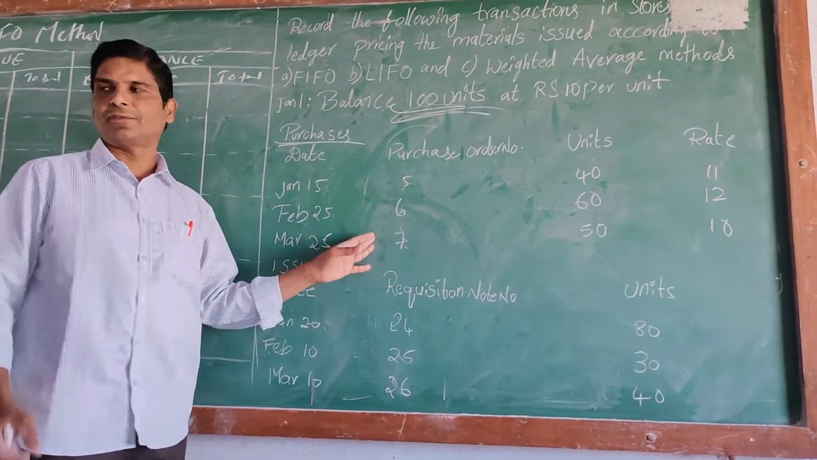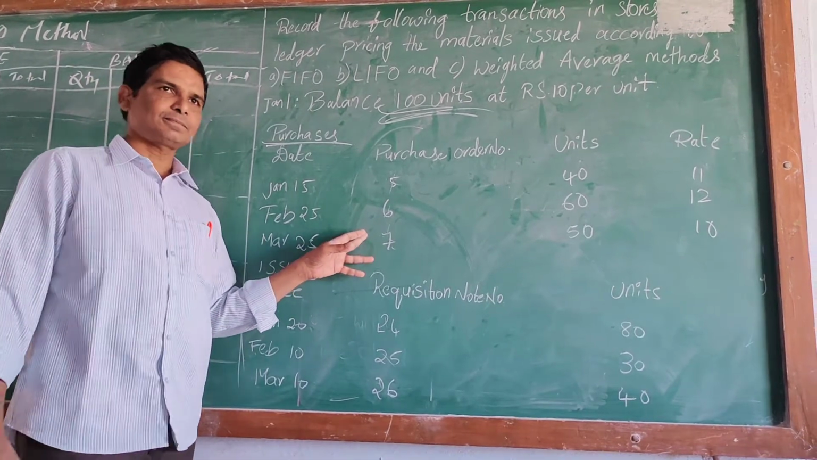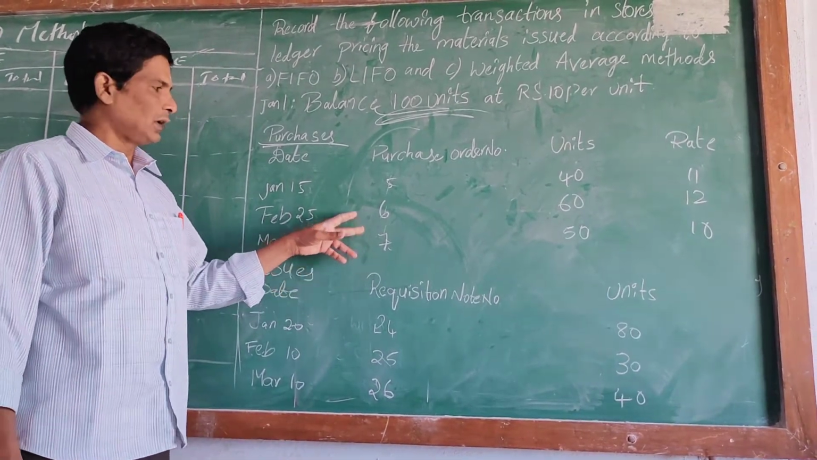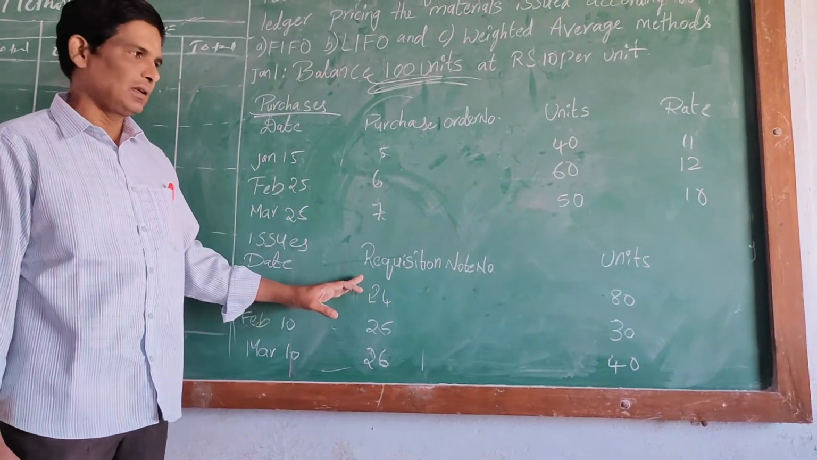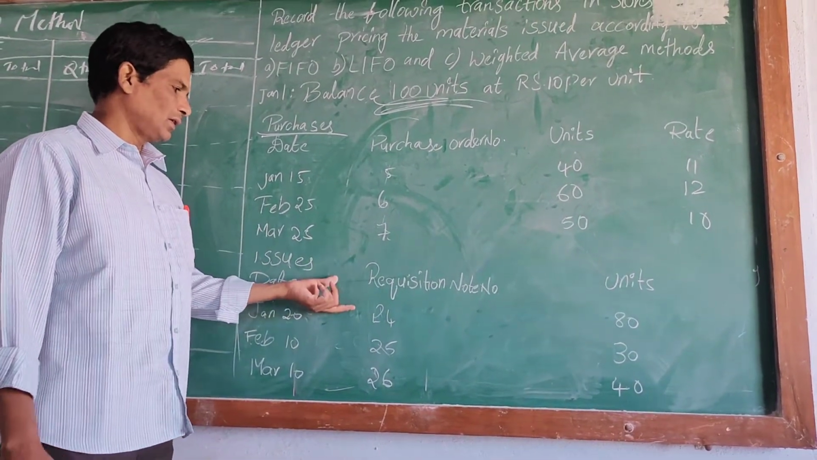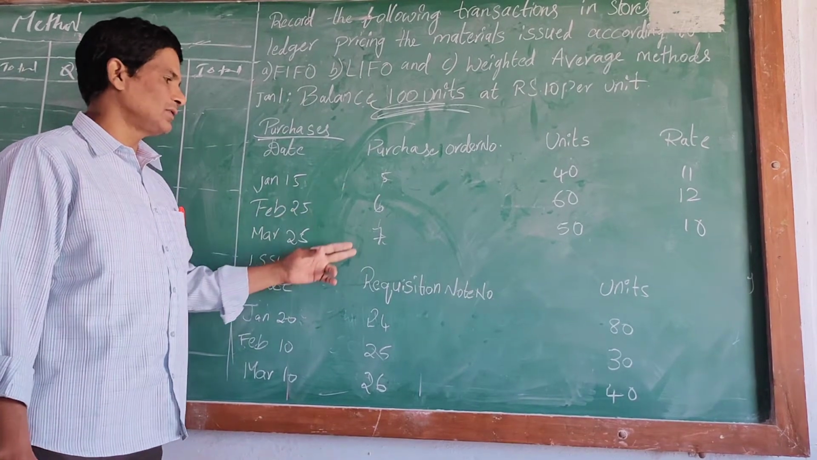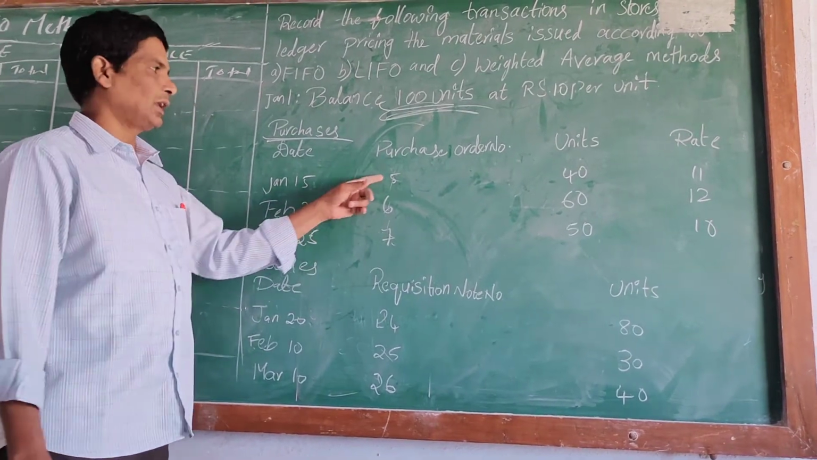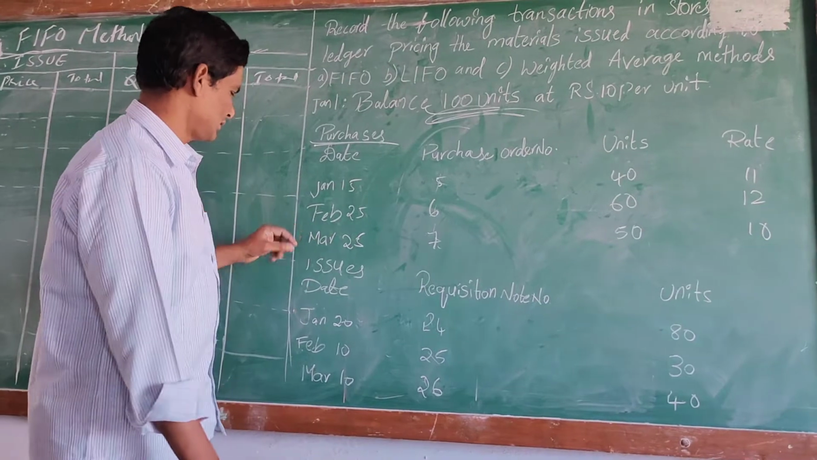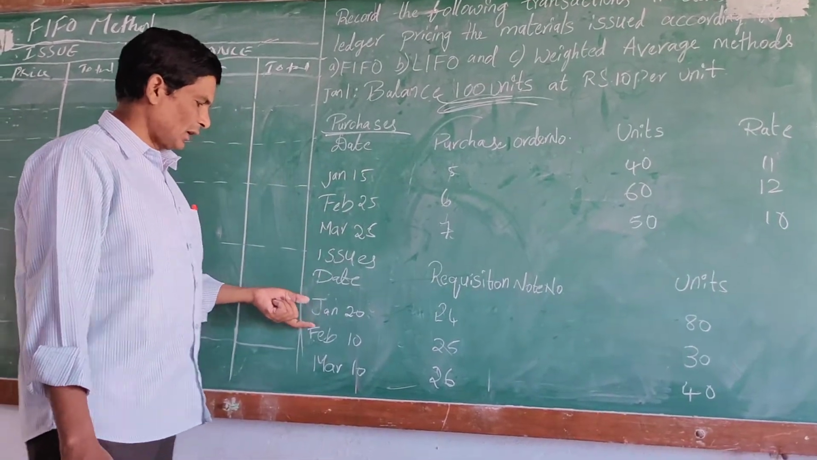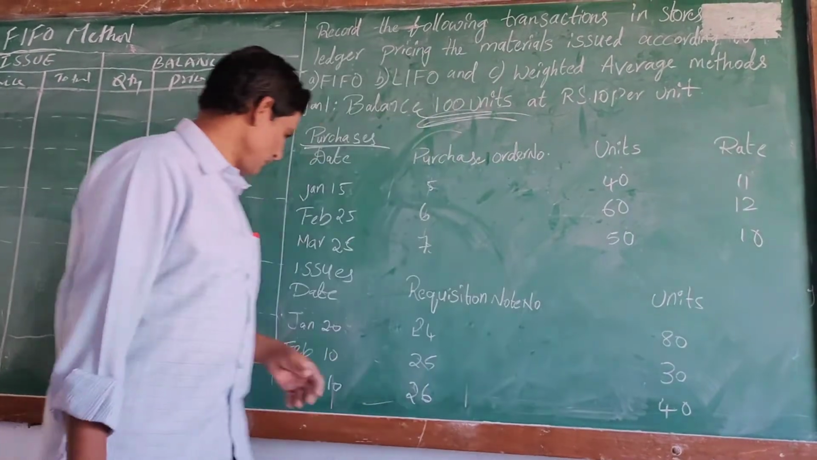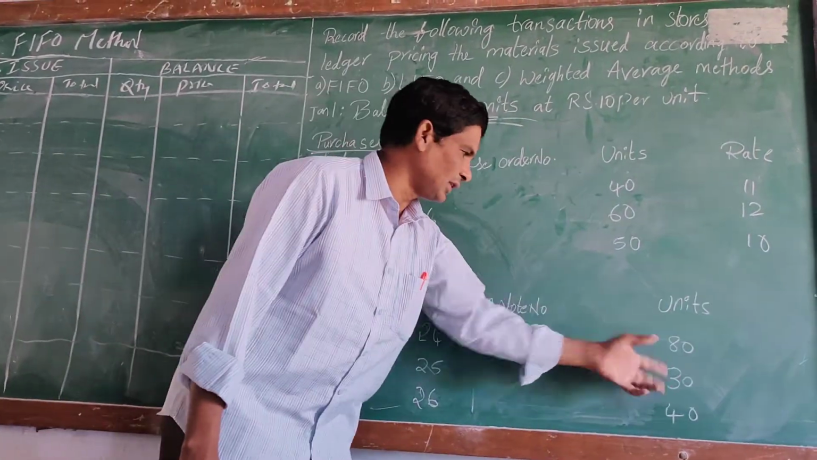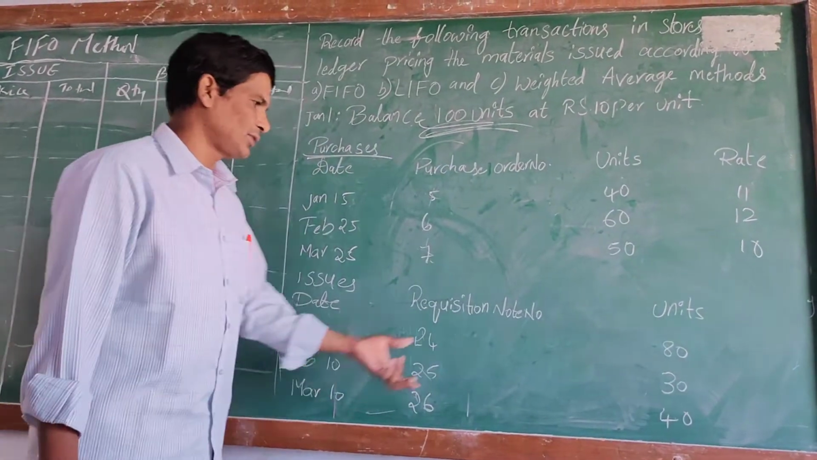For the purpose of making the answer, this purchase order number and requisition note number are immaterial. But in the real world, it is very important to know the number of purchases and number of requisitions. Then we have issues. On January 20, 80 units were issued. On February 10 we issued 30 units. On March 10 we issued 40 units.